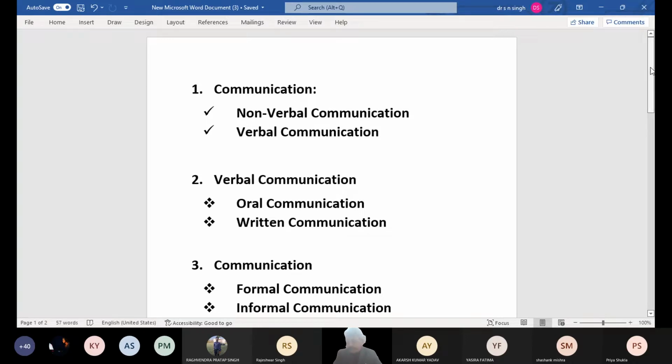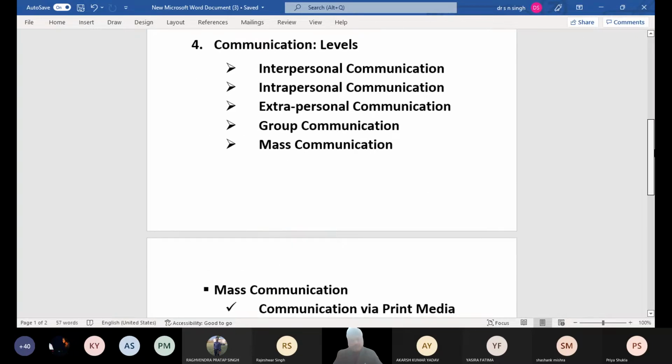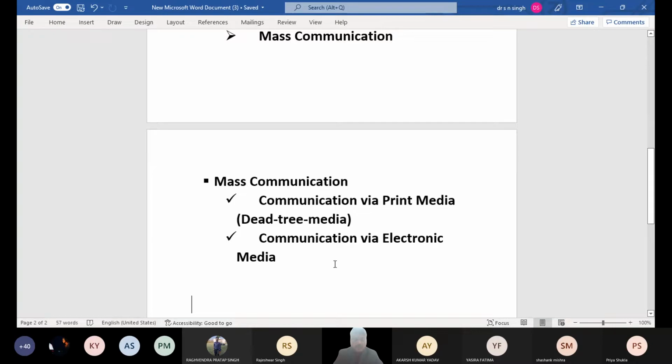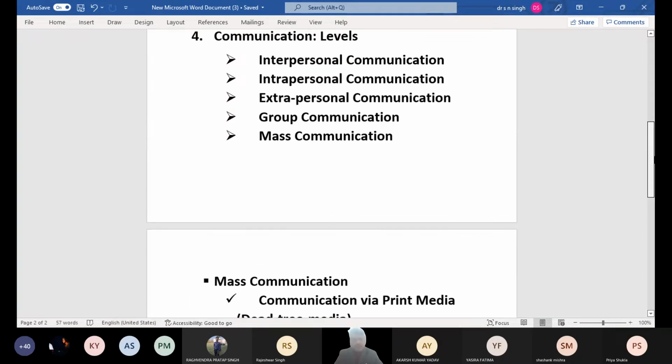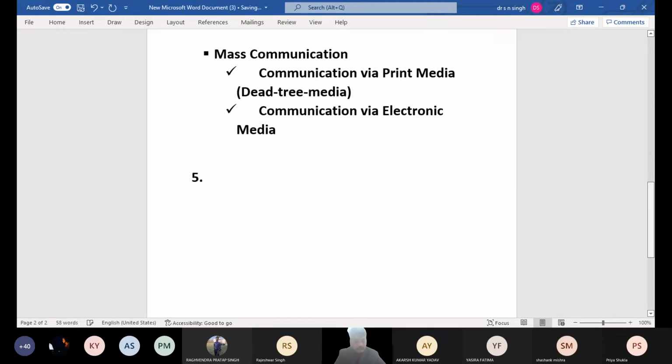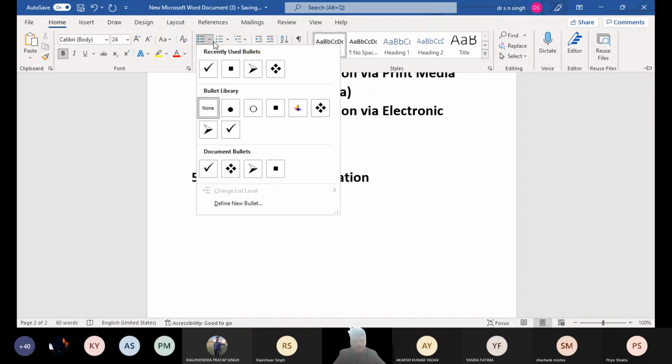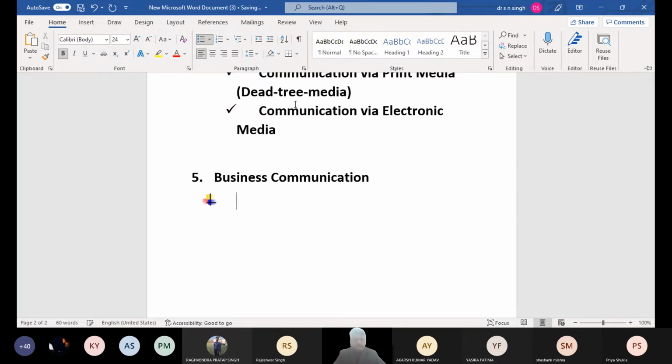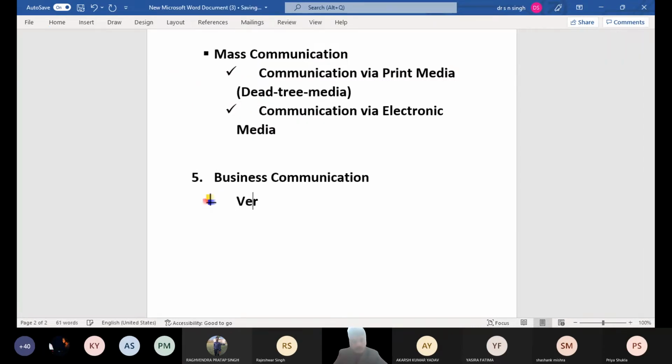Then also there is another sort of communication, that is business communication. Let us come to this word after this level. Here, because this is your part, business communication. What is this business communication when you call it? Business communication can be divided into two parts also. First one is vertical communication.